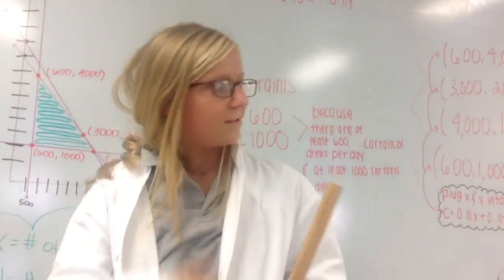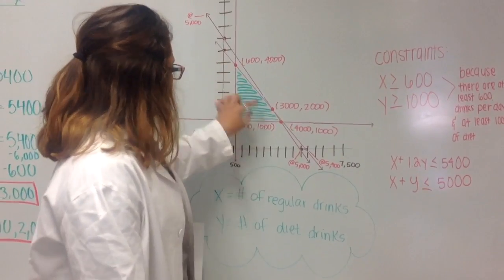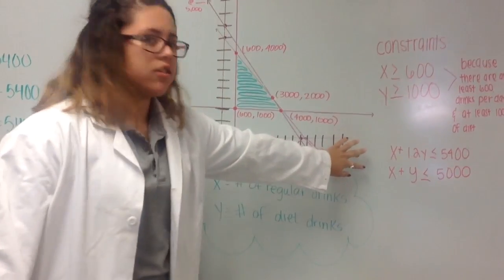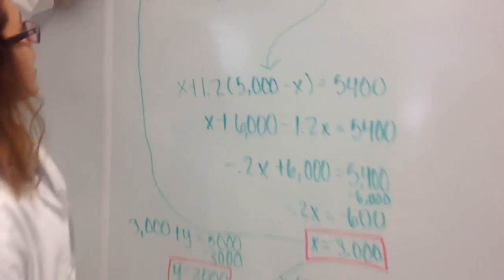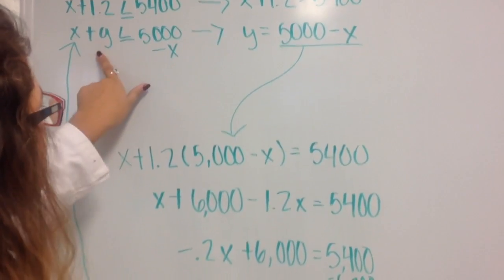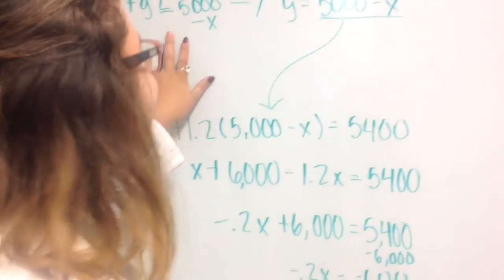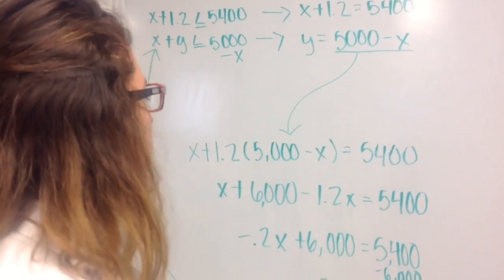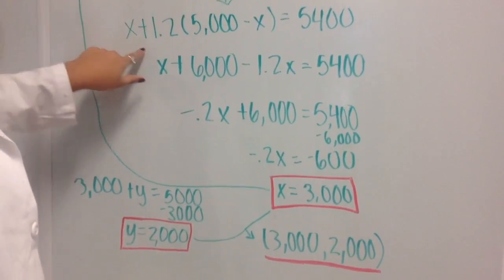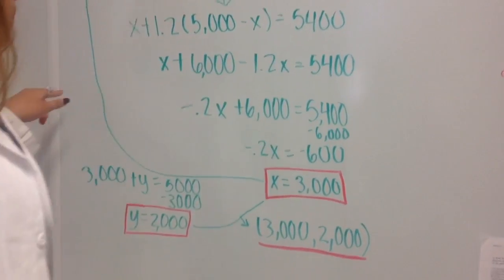Let's get to it. So now we're going to find the intercepts of the lines. First we're going to do these two lines right here, which are these two equations. I have the two equations written out here, and then we just set them equal. And this one I put into slope-intercept form, just to make it easier for substitution. So I plugged it in right here: x plus 1.2 times 5,000 minus x equals 5,400.